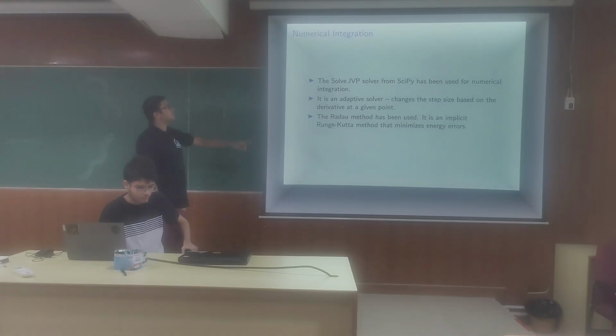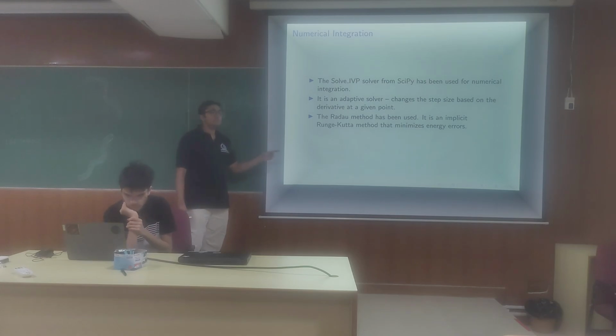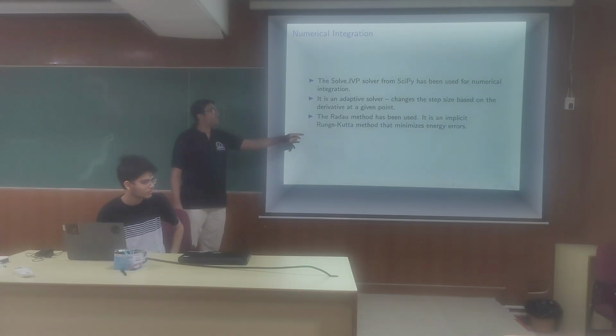Now coming to the simulation, we've used the solve IVP or solve initial value problem solver from SciPy. Now this is an adaptive solver. The step size varies based on the derivatives that are available. If the rate of change is smaller, it selects a larger step size for efficiency. Now the method that we used is the Radau method. This is an implicit RK method. Now it has a certain stability criterion called A stability that minimizes energy errors.